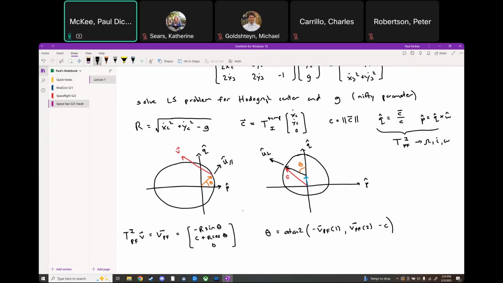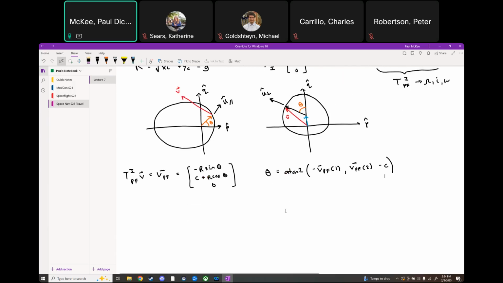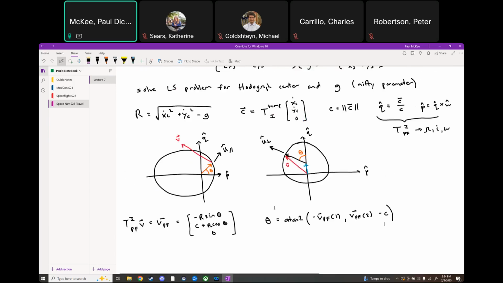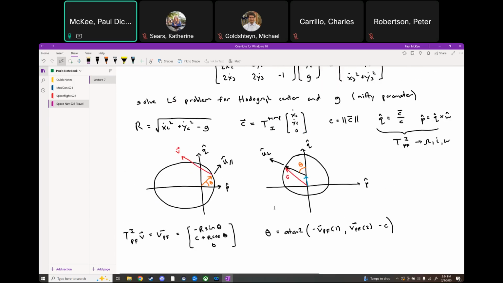And that is about it. I want to include some honorable mentions of other orbit determination techniques, and then we're done for today. But any questions on the Christian Hollenberg method of orbit determination?